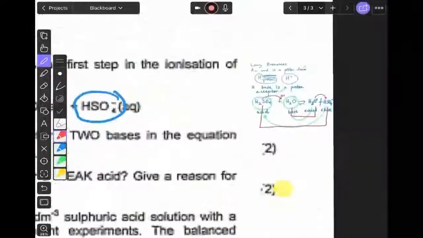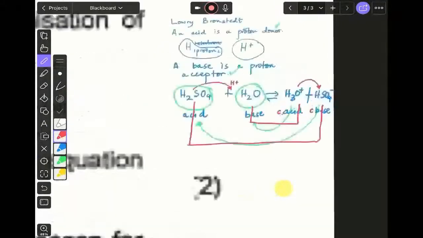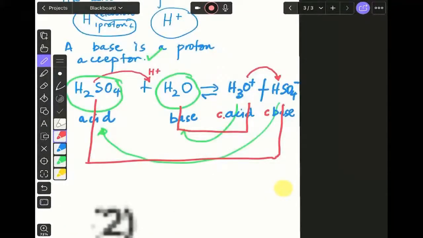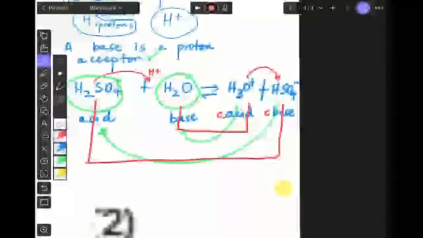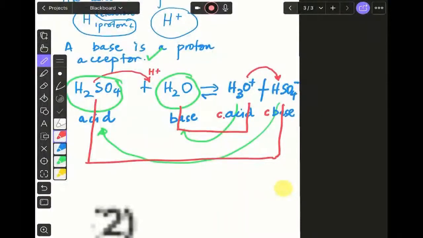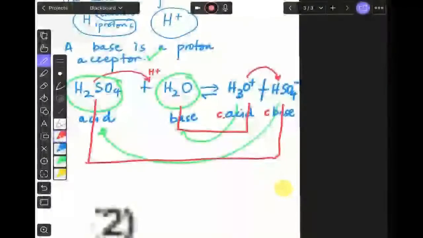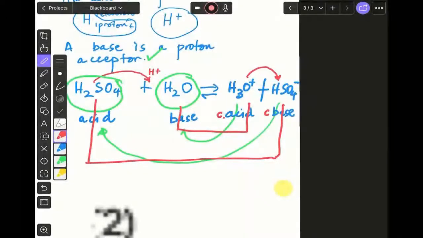So this is the ionization of the acid. What I want you to notice is on the left-hand side of the equation, we have molecules: molecules of sulfuric acid and molecules of water. On the right-hand side of the equation, we have ions.